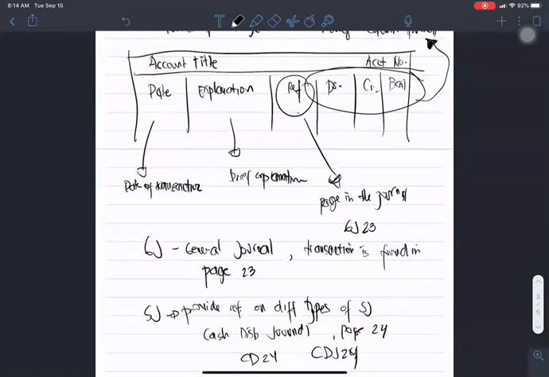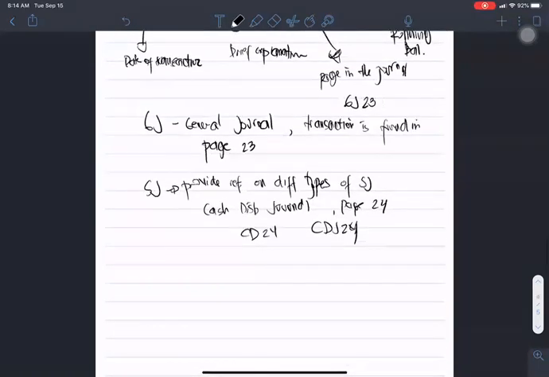So your debit, again, is your debit account. Your credit is your credit account. And your balance is the running balance of the transaction. Right? So running balance of the transactions, particularly pertaining to your account title. So sir, how do we compute for the running balance? So let's say we have an asset.